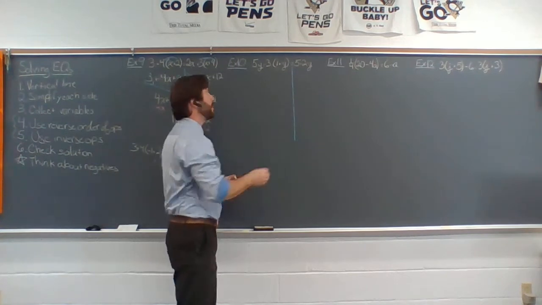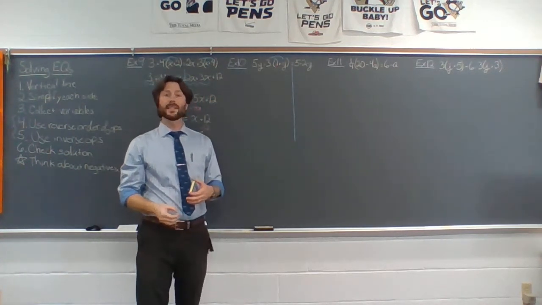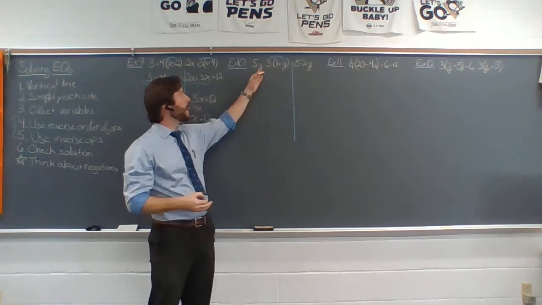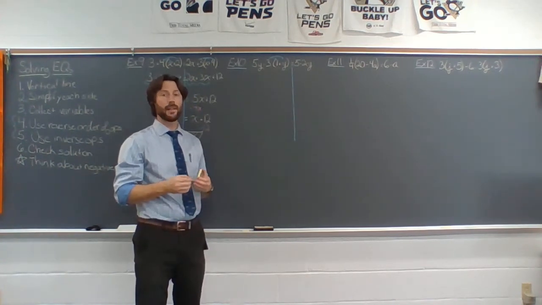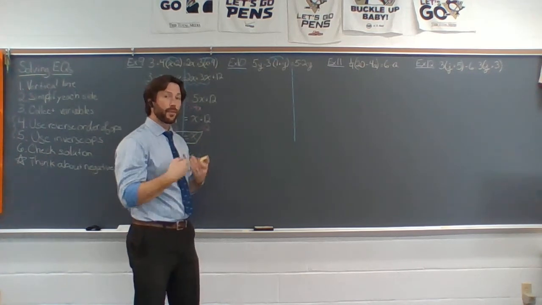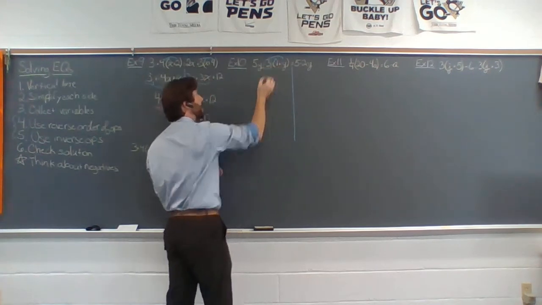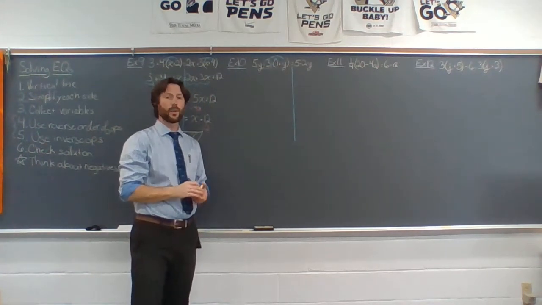So I need to distribute that 3. But there's a catch. That 3 is actually negative. This minus sign in front of the 3 is attached to that 3. So anywhere that 3 goes, that minus sign has to go with it. So for me, when I'm distributing a negative, I like to circle that negative answer. That helps me make sure that I don't lose it.